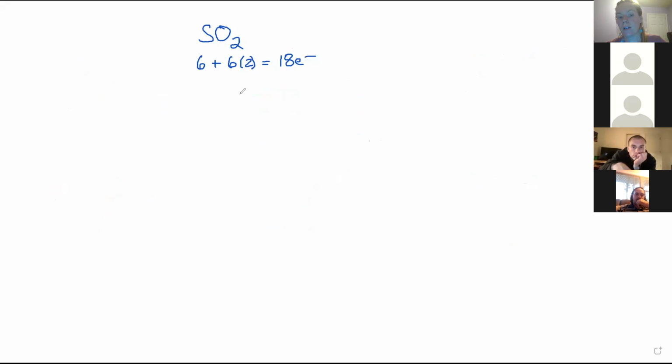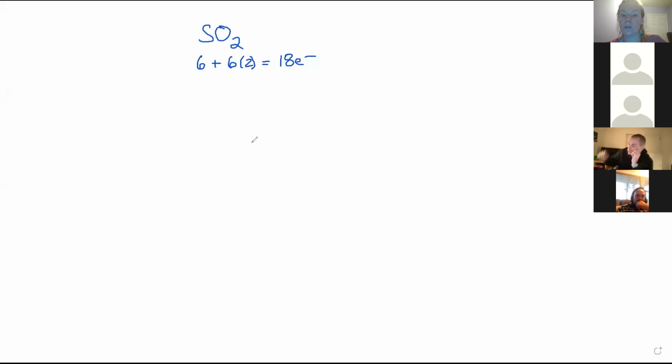Okay, so SO2. This one's going to do something a little funky. Let's count up the valence electrons. Sulfur is in column 6, so it brings 6 valence electrons. Oxygen is also in column 6, so it brings 6 valence electrons, and there are 2 of them. So in this structure, we have a total of 18 electrons.